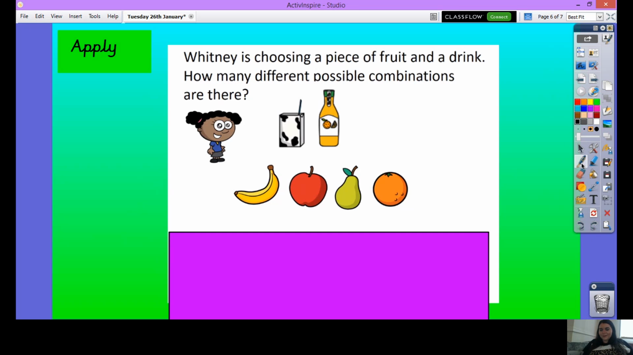Whoops. Sorry, everybody. So, looking at that now, Whitney's choosing a piece of fruit and a drink. How many different possible combinations are there? So, look at how many pieces of fruit are available, look at how many drinks are available, and what times table question could you use to prove that? If you want to do the table with the 2 different drinks and then all the pieces of fruit that they could have as a choice, by all means do that to prove it, but try to start moving away from that system to get your answer. Use it to prove it instead.